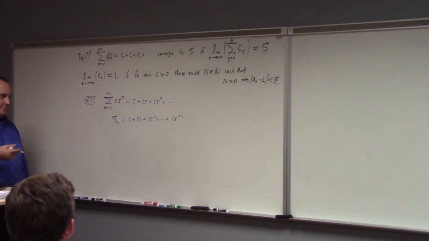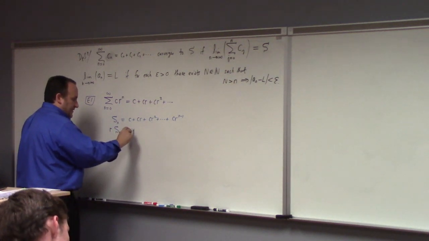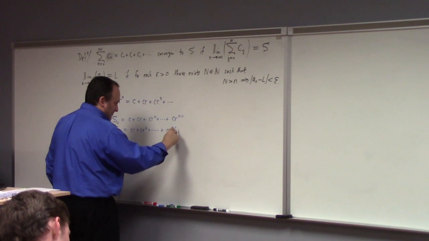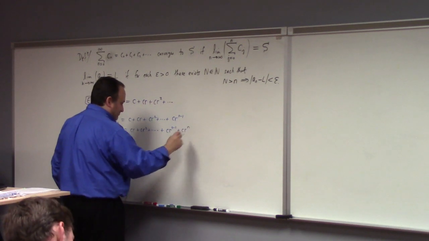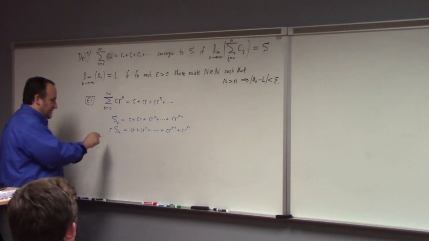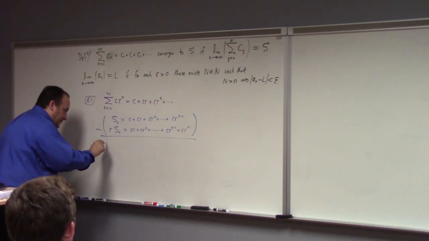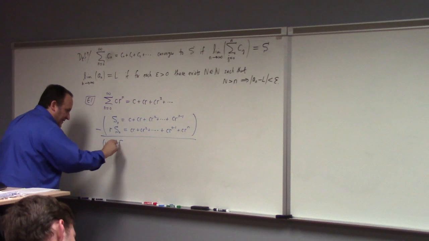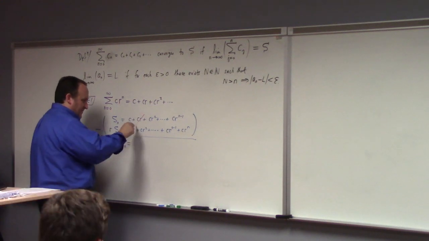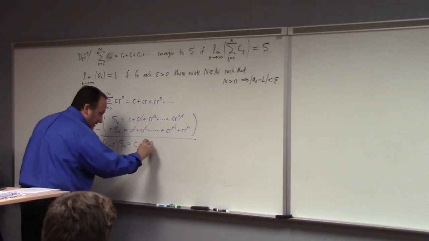What happens if I multiply this by r? If I multiply by r, r S_n is what? C r plus C r squared plus dot, dot, dot, plus C r to the n minus 1 plus C r to the n. So I kept an additional term at the end so you could see the cancellation better, right? Because if we subtract these equations, what do we get? Well, we get (1 minus r) times S_n is equal to, and you see what happens, right? You know how it goes. This cancels, this cancels, this cancels. What are we left with? C minus C r to the n, right?